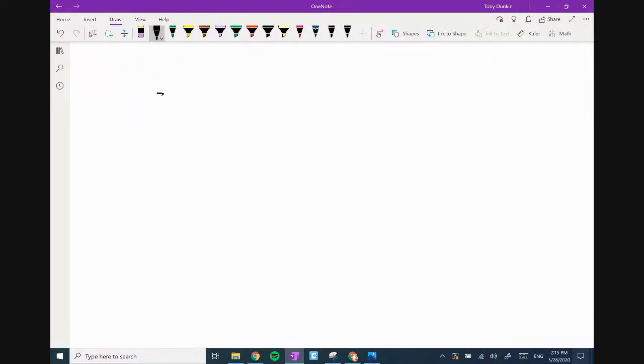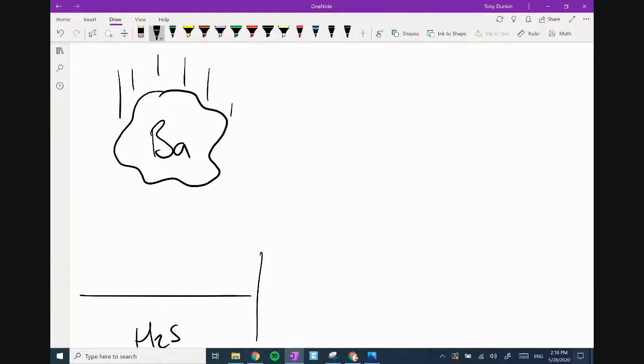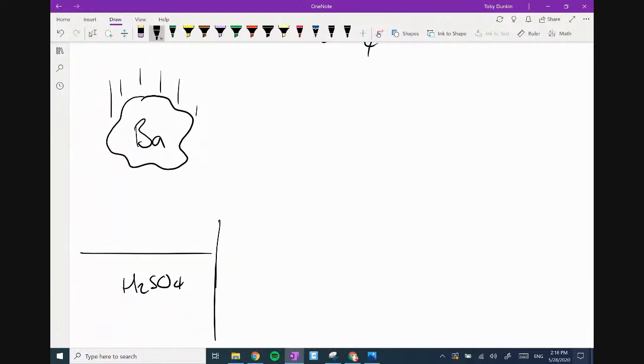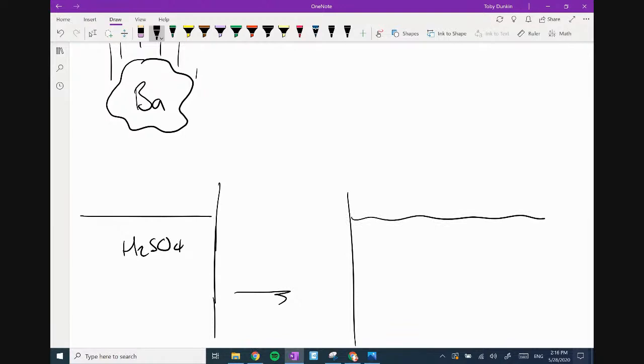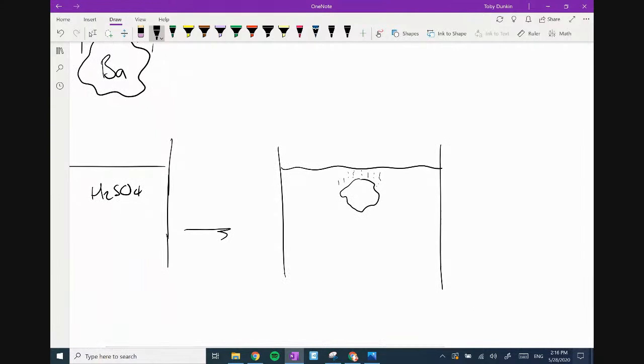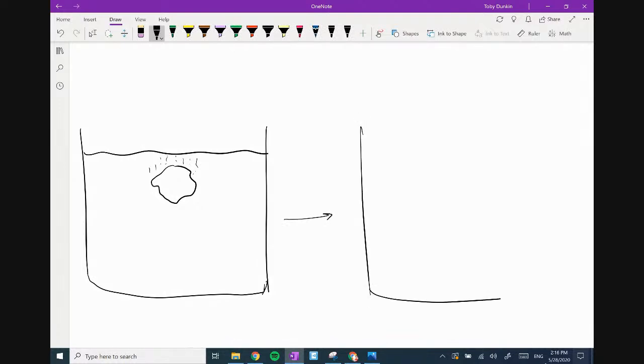So here's what's happening. Here's the chunk of barium, and the barium is falling towards the acid. When it actually lands in the acid, upon contact, we see something rather interesting. For a fraction of a second, we would see tiny bubbles, and then it would stop. The reaction would halt almost immediately. By the time it gets to the bottom of the beaker, it appears that there's no reaction at all.